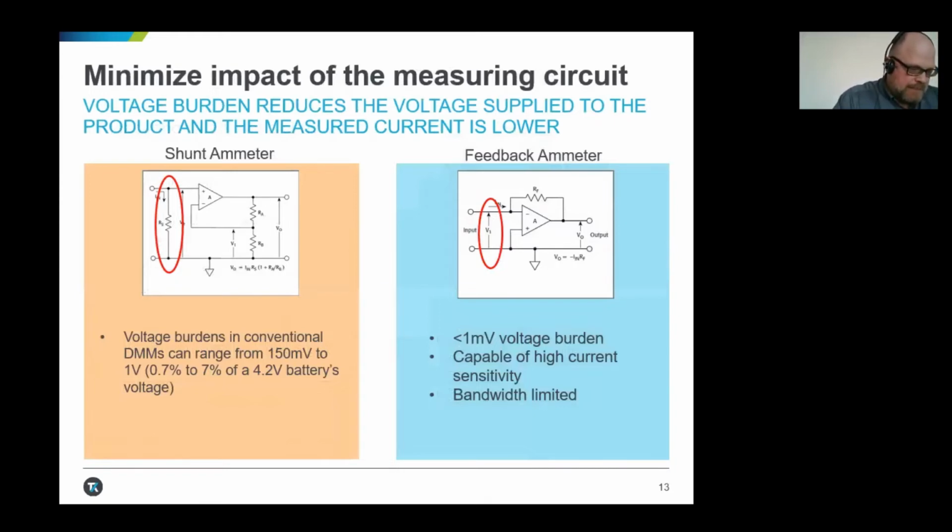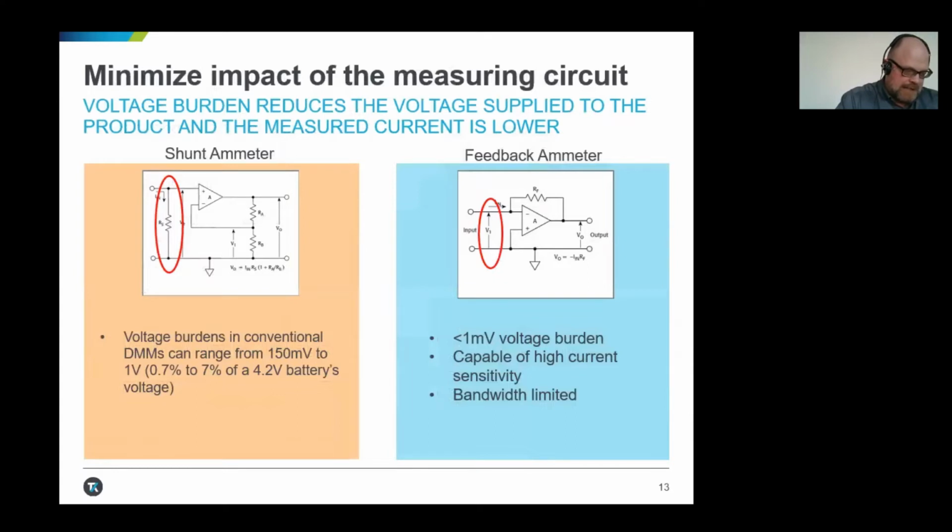The shunt technique puts a resistor in the circuit and measures current by dividing voltage across a known shunt resistor. The shunt resistor has to be large enough to create a voltage that the instrument can accurately measure. A typical 6.5-digit DMM, a good quality DMM for example, can add voltage burdens of 150 millivolts to 1 volt to a circuit.